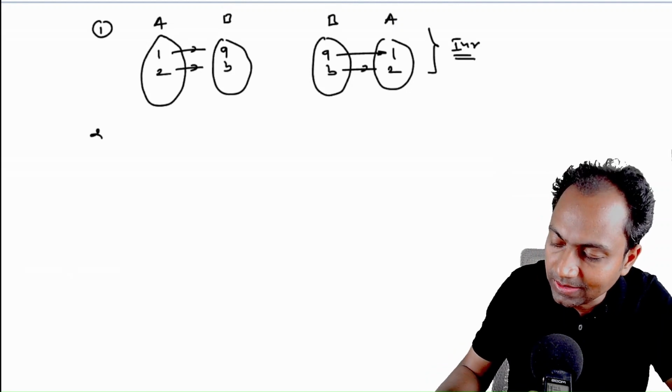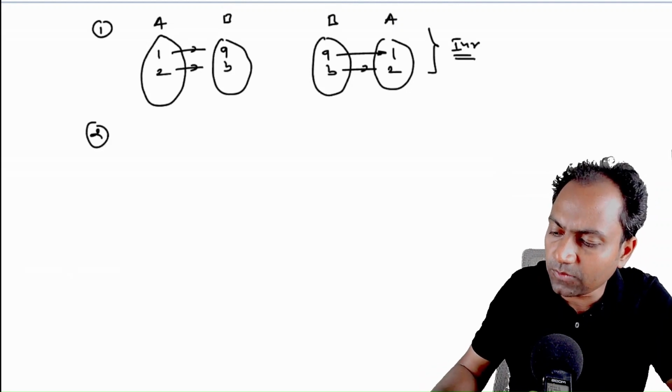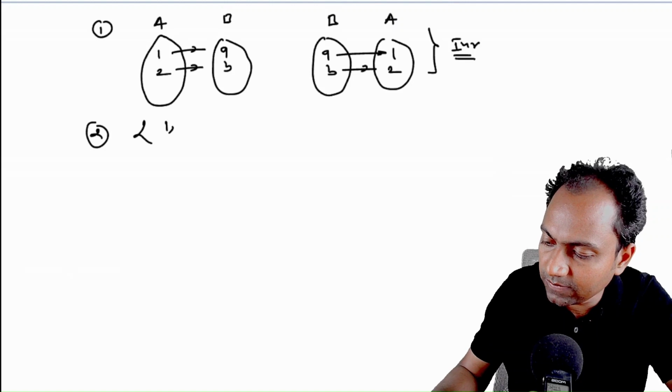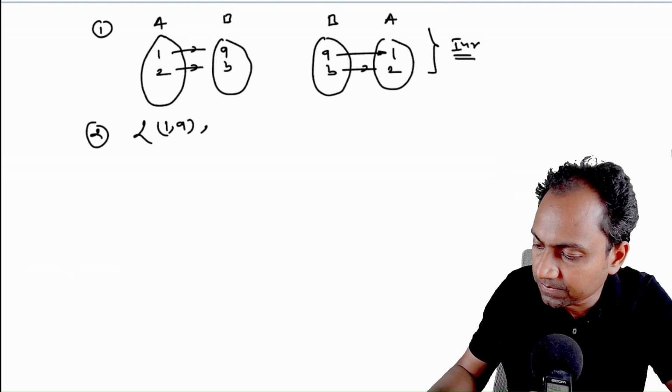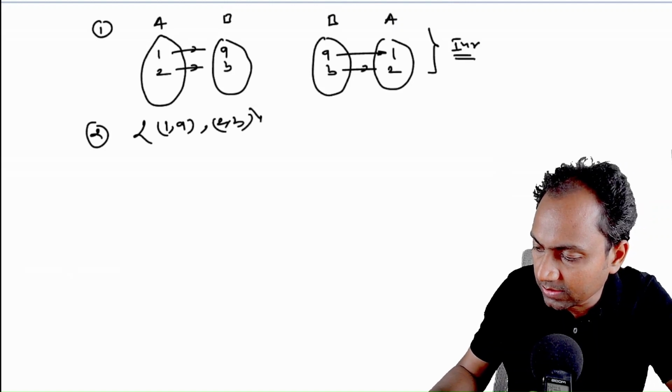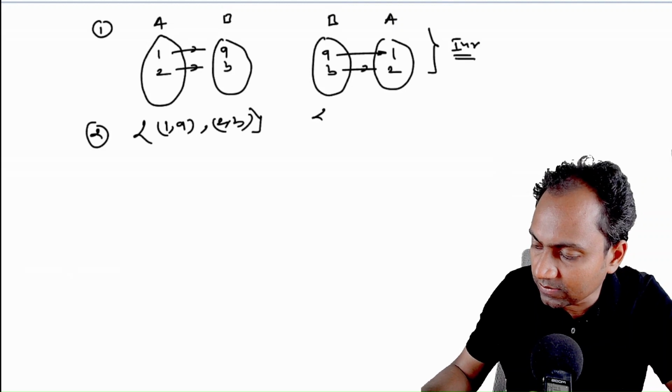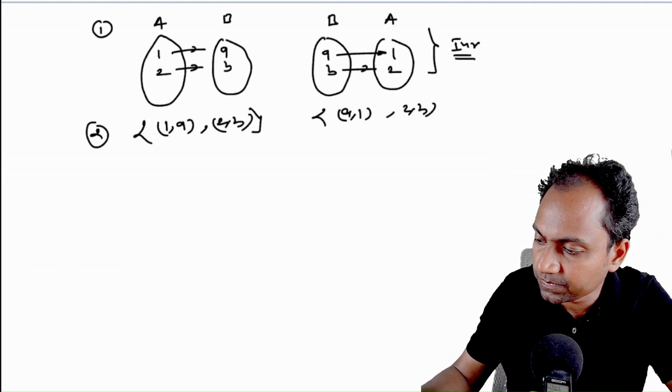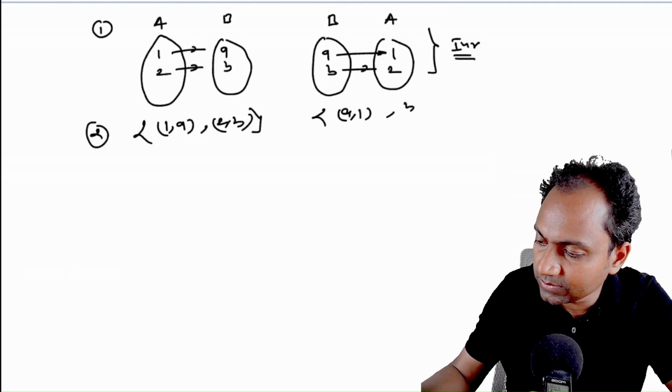If I write this in terms of ordered pair, the same thing we can write as 1 comma a, 2 comma b. Now with respect to this, it will become a comma 1 and b comma 2. So you can see that in terms of ordered pair, I can do it like this.